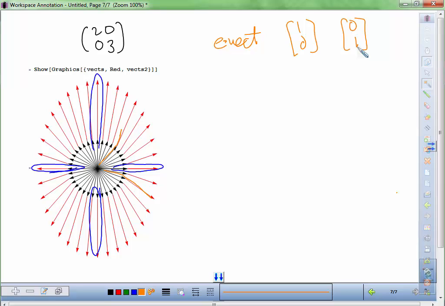Can you find the eigenvalue? If you just apply this, we'll see. We'll get the eigenvalues of 2 and 3.